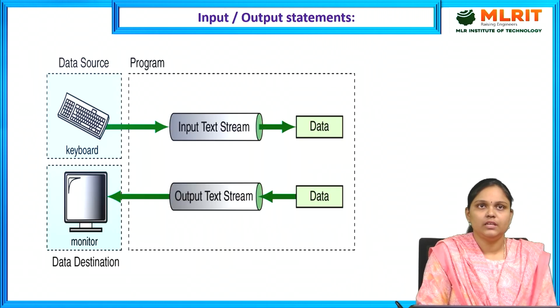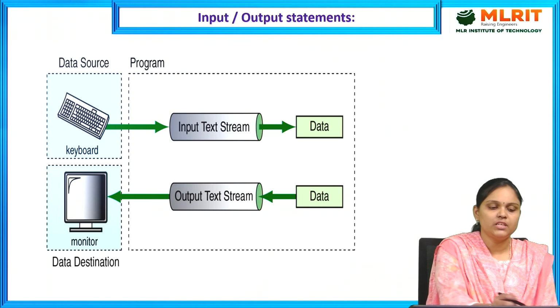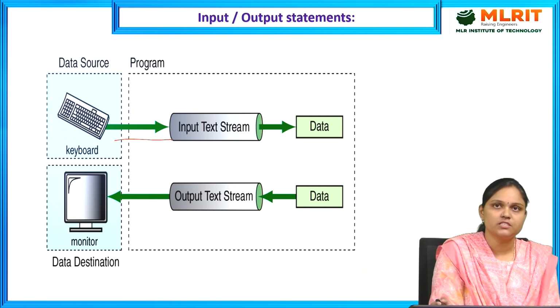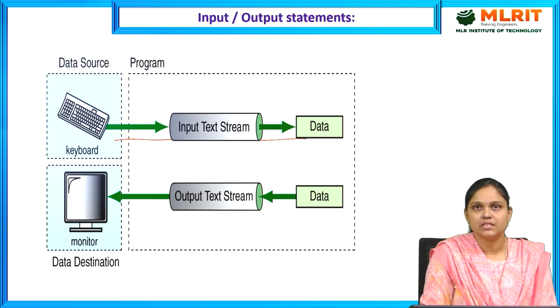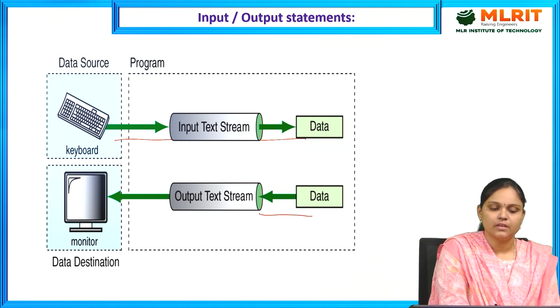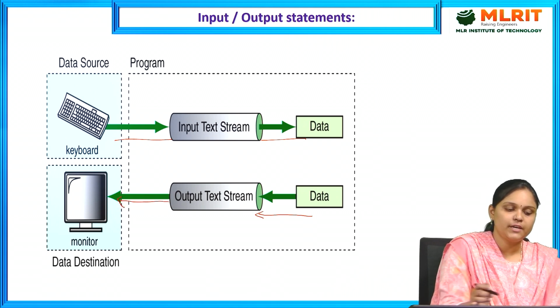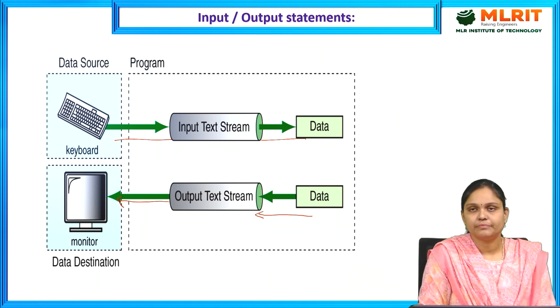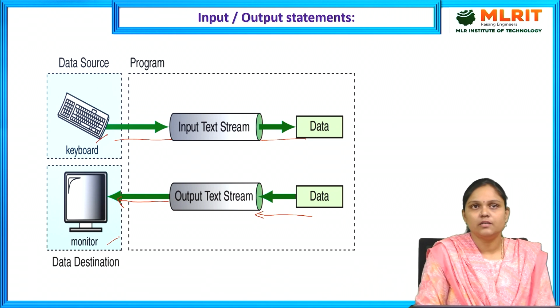This is the image showing how the data is transferred to the text stream and how the data is taken from the text stream. From the keyboard, the data is transferred to the input text stream and the data is stored in the address of the variables. Whatever data we want to print is given as input to the output text stream and this output text stream will be displayed on the monitor. So the keyboard is the data source and the monitor is the data destination.